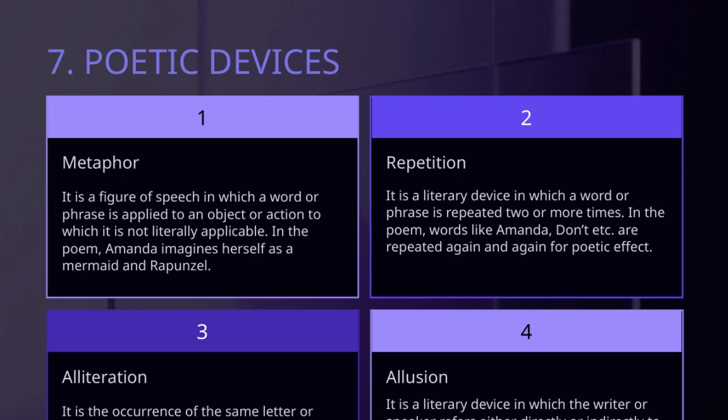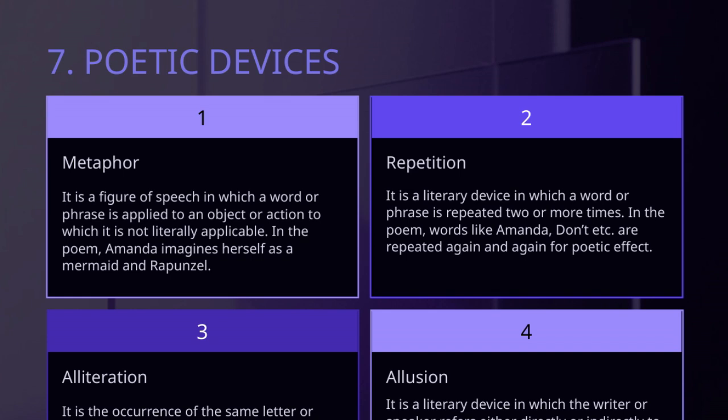Moving on, there's alliteration. This is the occurrence of the same consonant sound at the beginning of closely connected words. For example, phrases like "stop that slouching and sit up straight" or "did you tidy your room" often contain alliteration. It makes the lines more memorable and adds a rhythmic feel.